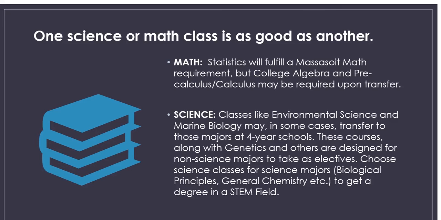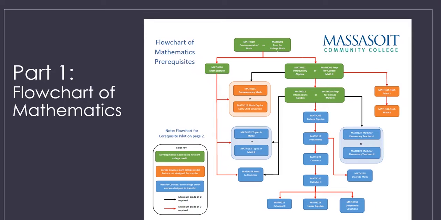In the sciences, classes like environmental science and marine biology might transfer to 4-year schools, but not as a major. These courses, along with genetics and others, are designed for non-science majors. However, when you want to major in science, right, you should choose a science class for science majors: biological principles, general chemistry, physics, all right, to get a degree in the STEM field. So you want to make sure you're choosing the correct math and the correct science for you. Just because it's the right math or science for a friend, a colleague, right, it might not necessarily be the right math or science for you.